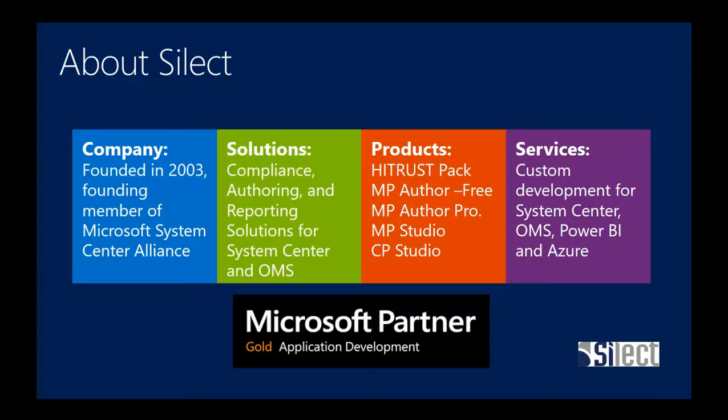MP Studio is a product we'll talk about today. I'm going to go into that in detail in the next slide. CP Studio is a baseline authoring tool. So if you're using Configuration Manager and you need to create your own baseline, CP Studio nails that. It's basically browse out to the configuration item like a registry item or WMI setting or file attribute, and you just capture that setting. It becomes part of your baseline.